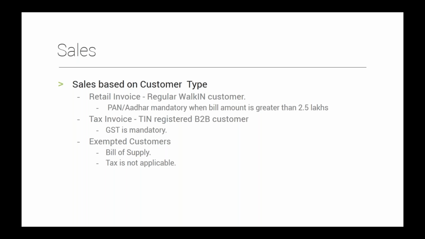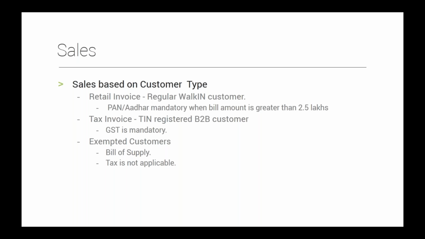And moving to the next type of customer, the tax invoice. Tax invoice customers are those who are TIN number registered. For example, one trader would be selling to another trader and he will be selling to the end user. In that case, the GST number of that customer is mandatory. And there might be some customers like non-profit organizations and also NGOs who will be exempted from tax. In that case, the customer type will be bill of supply and the Regulation Act must be given in the customer master itself.